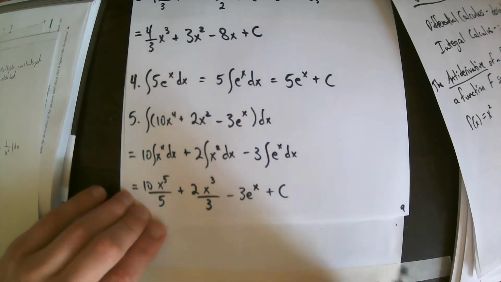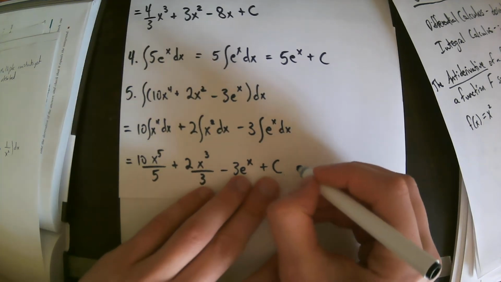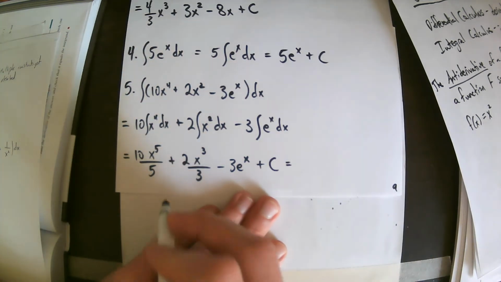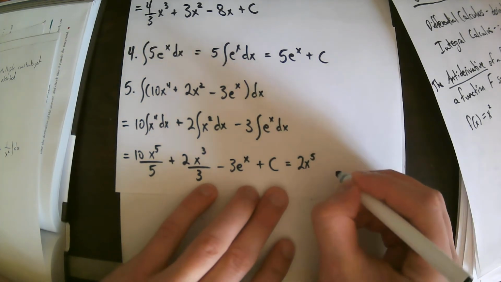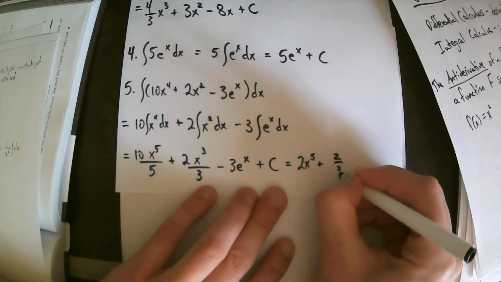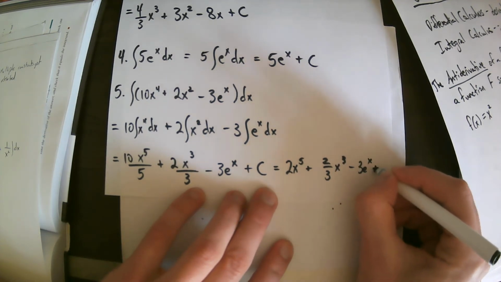Finally, my constant at the end is plus c, and I can clean this up a little bit, because 10 over 5 up front is 2, so 2x to the 5th, and then I can write this as 2/3 x cubed, and then minus 3e to the x, and then plus c.